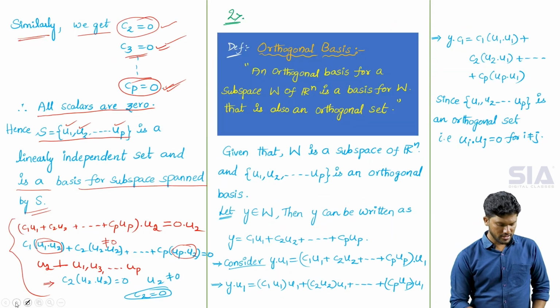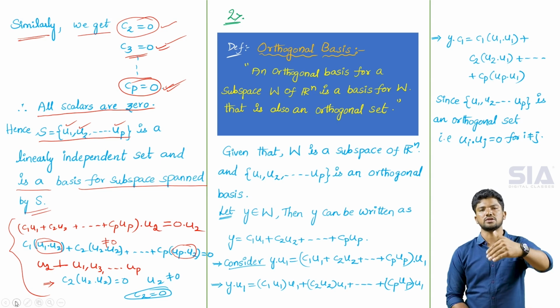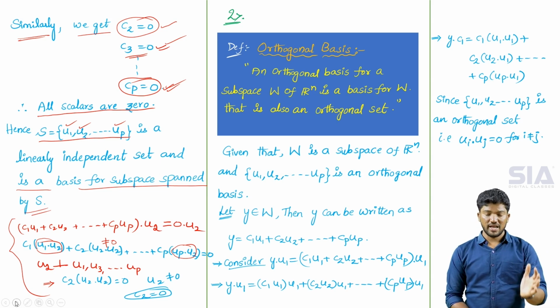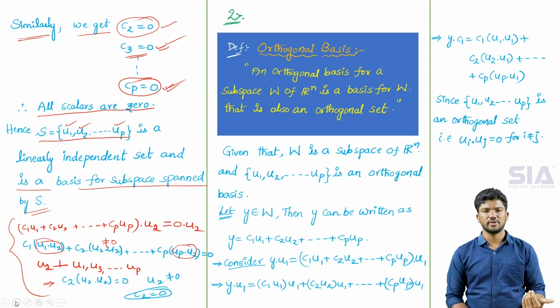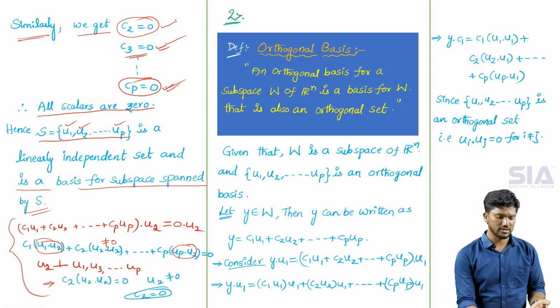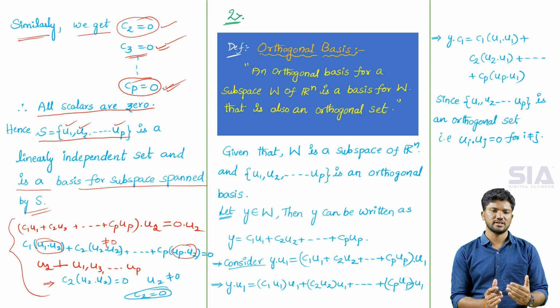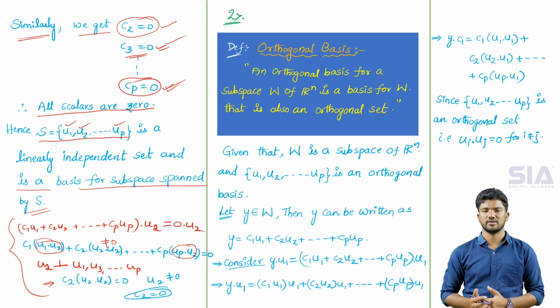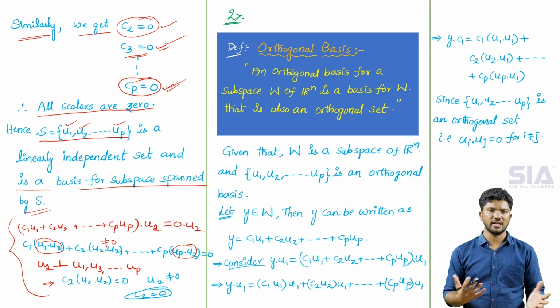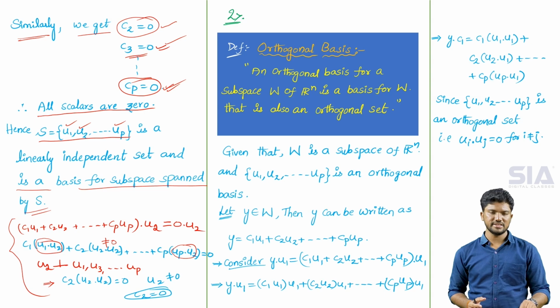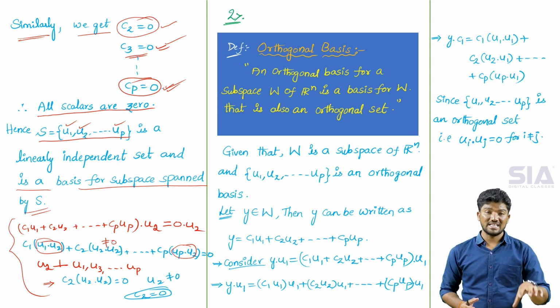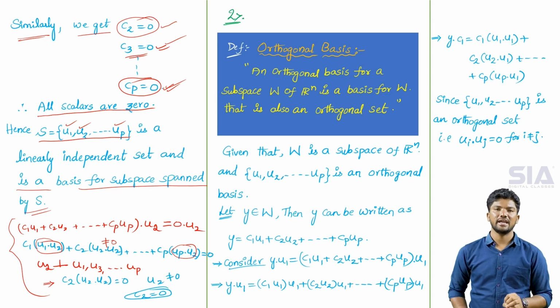Similarly, in place of U suffix 1, if you substitute U suffix 2 in that linear combination and orthogonal condition, then you will get C suffix 2 equal to 0. Similarly, C suffix 3 equal to 0, so C suffix P equal to 0. All scalars equal to 0, that means we say it is linearly independent. With this, the orthogonal set is linearly independent.